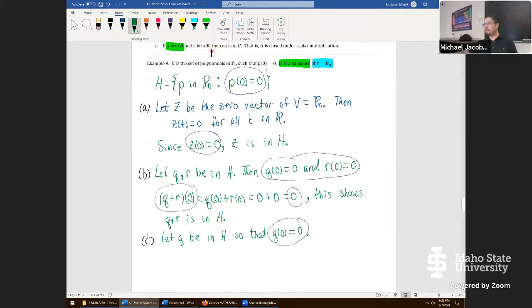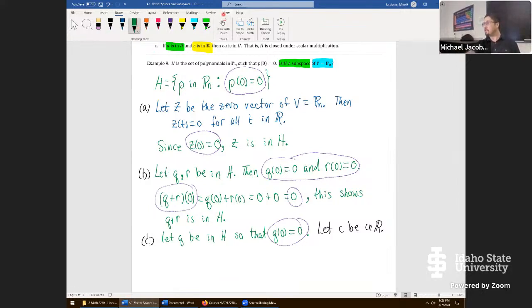Next, we have to pick an arbitrary scalar C in R. Let's say let C be in R. Now we can't pick a specific C like pi or e like we did before, because now we're trying to show this works for all C. A counterexample is not going to help us.